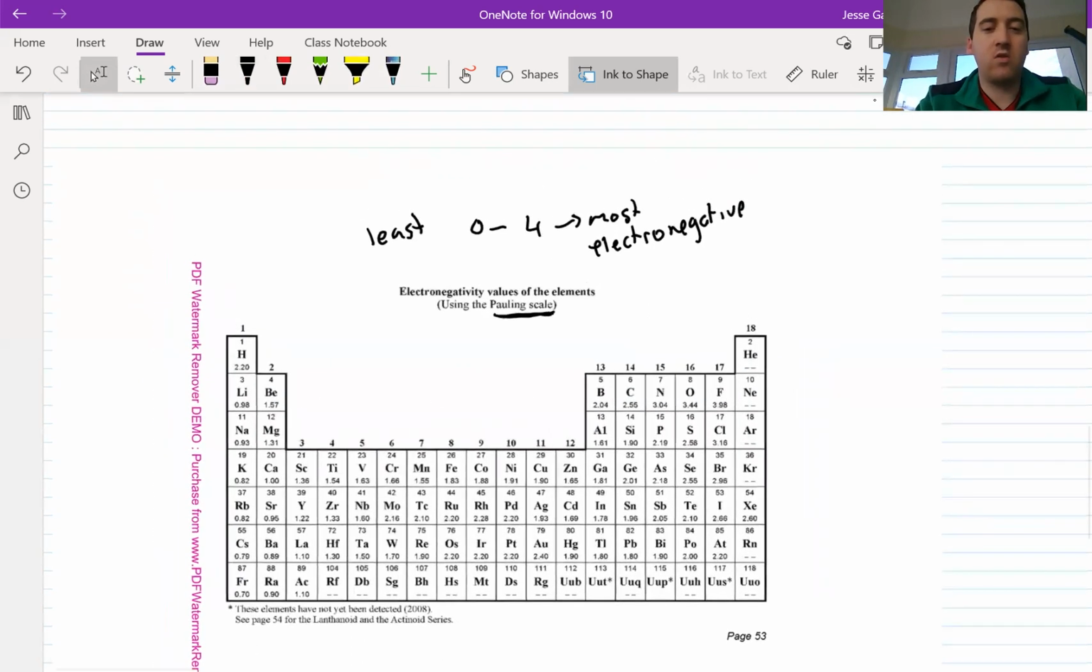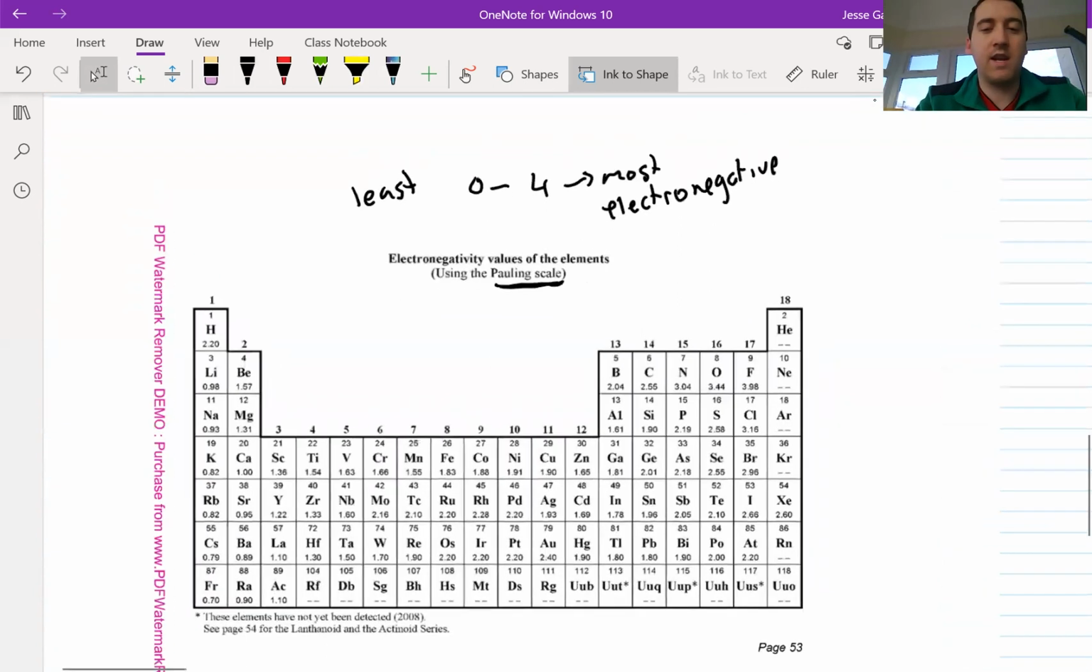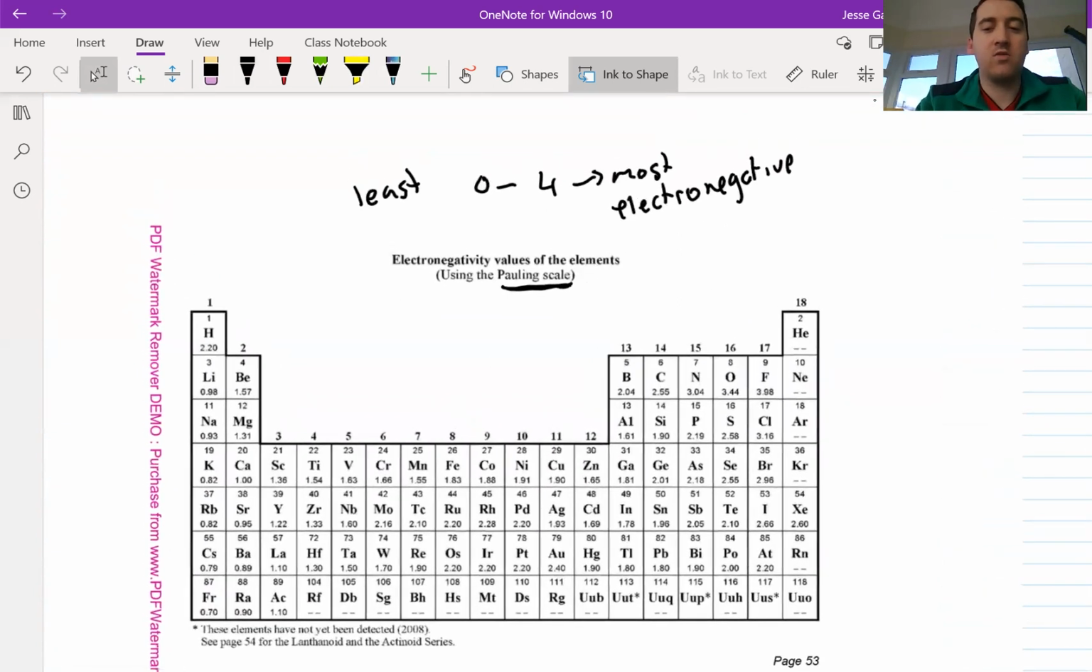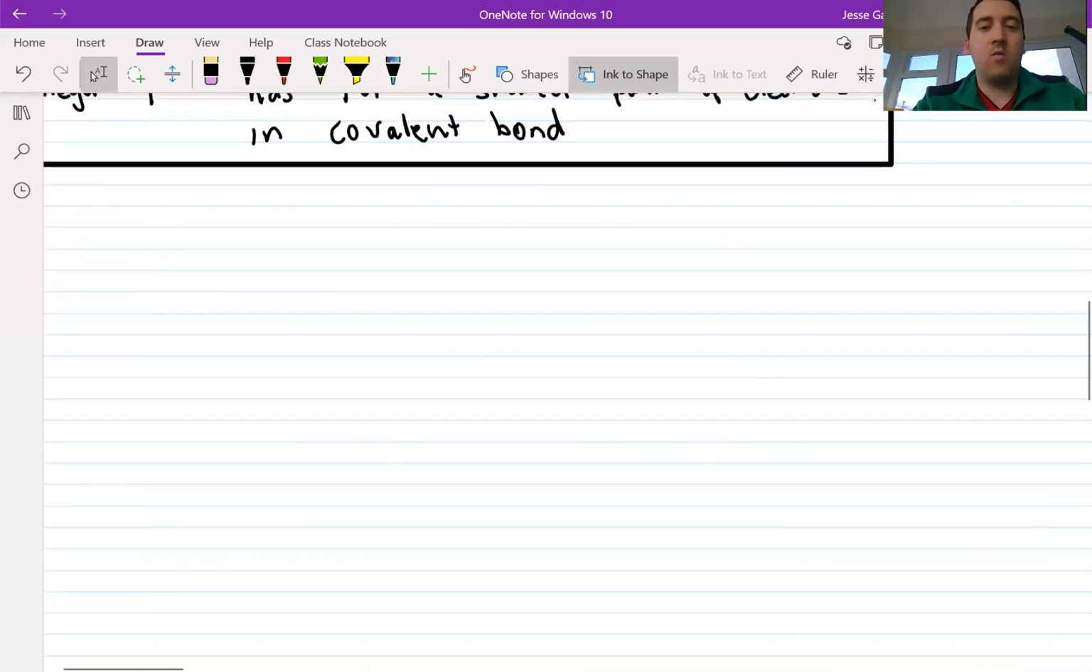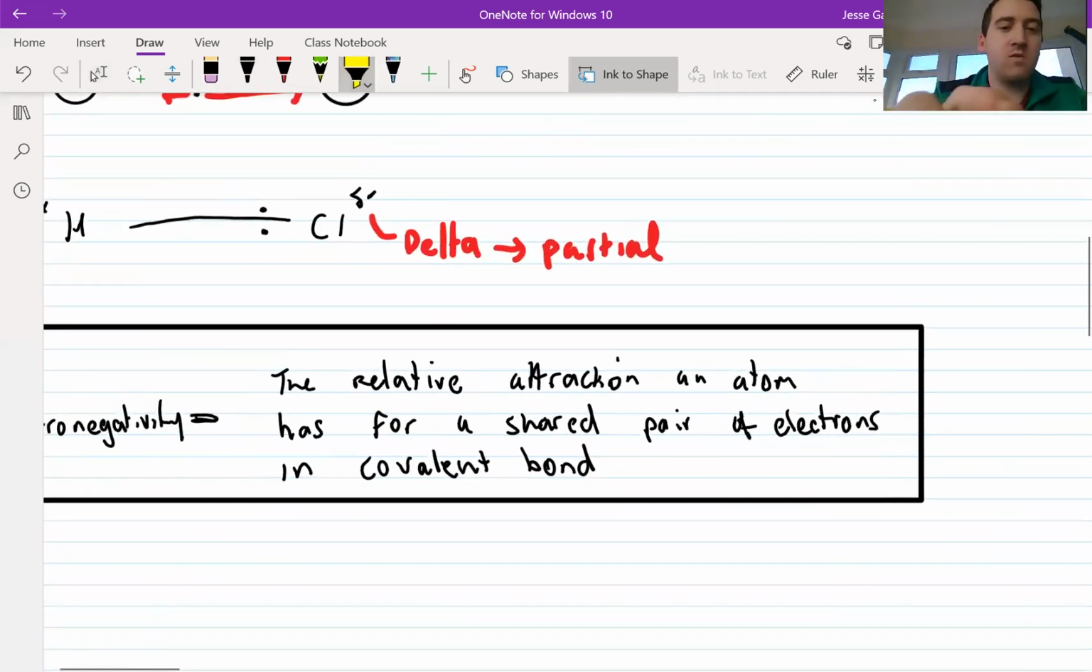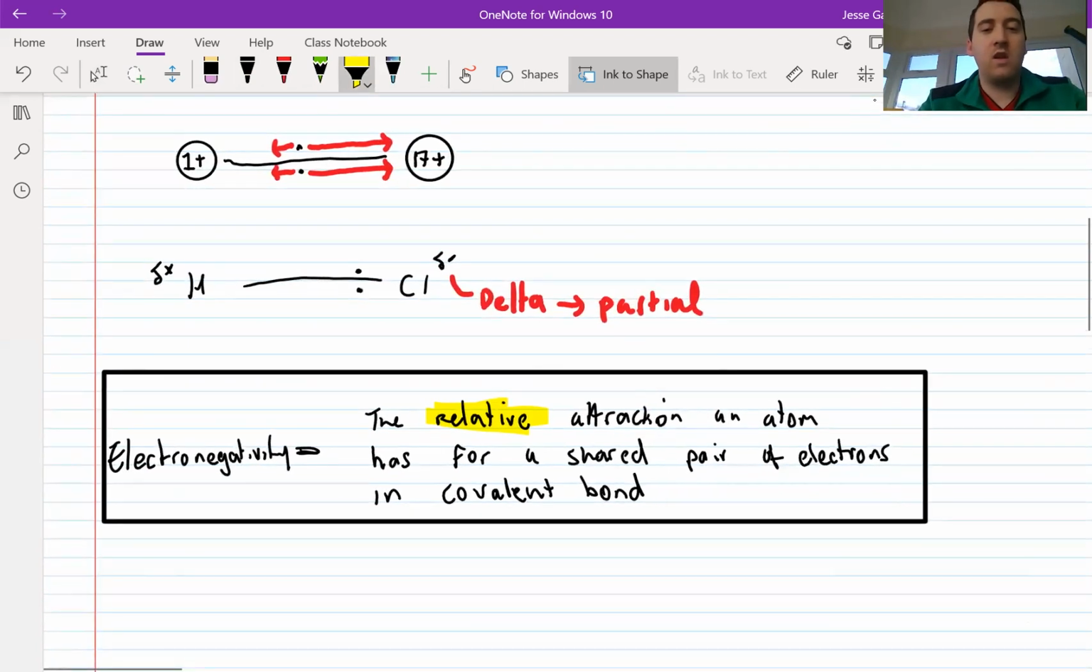Okay, so that's electronegativity. It's the relative attraction an atom has for a shared pair of electrons in a covalent bond. Now, why is it relative? I want to highlight this word. Some people always forget to write this word in, the relative attraction. Well, here, if I asked you, how electronegative is chlorine? Well, in this example here, it looks like it's very electronegative. The electrons are very much attracted to the chlorine.